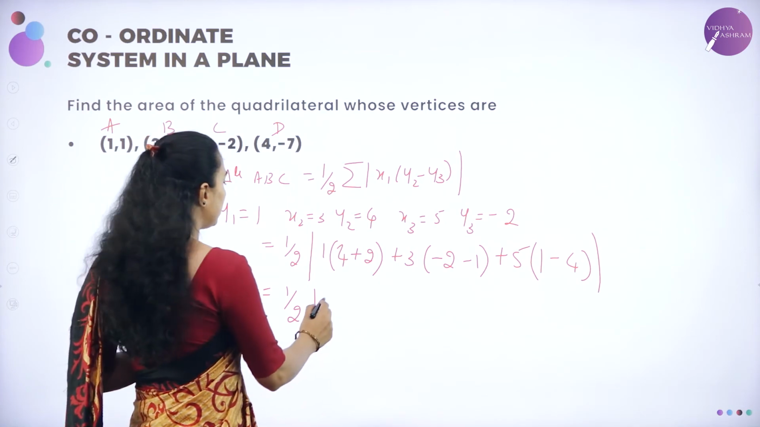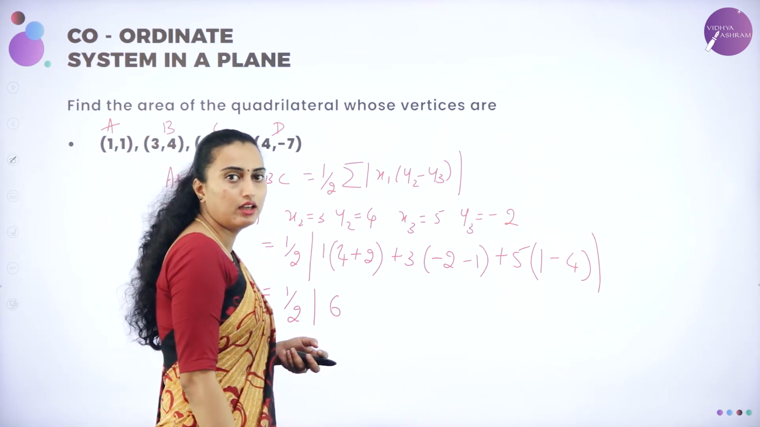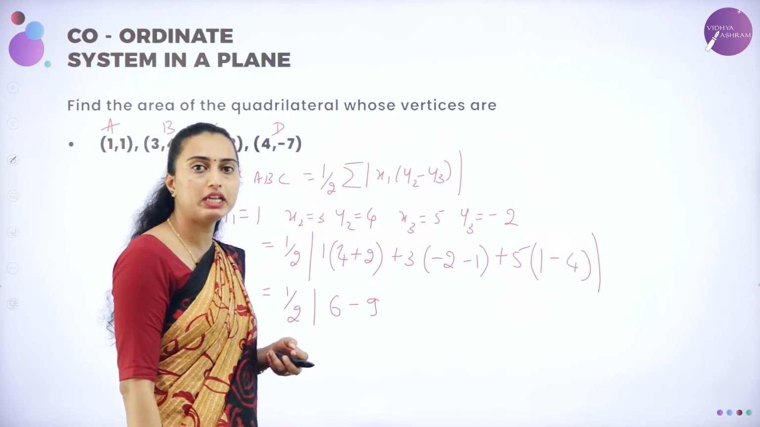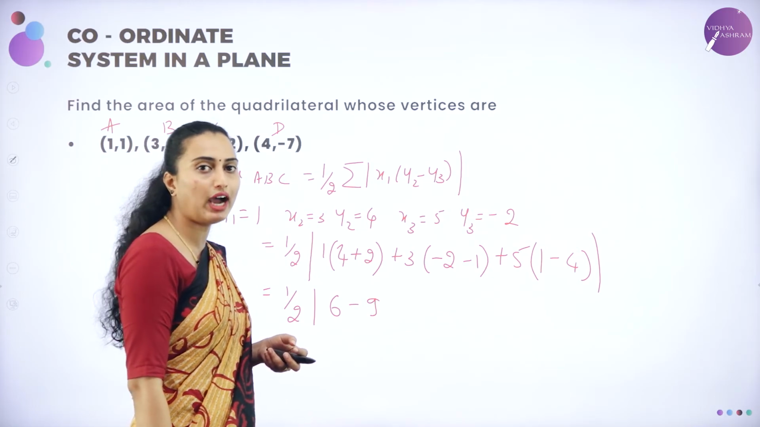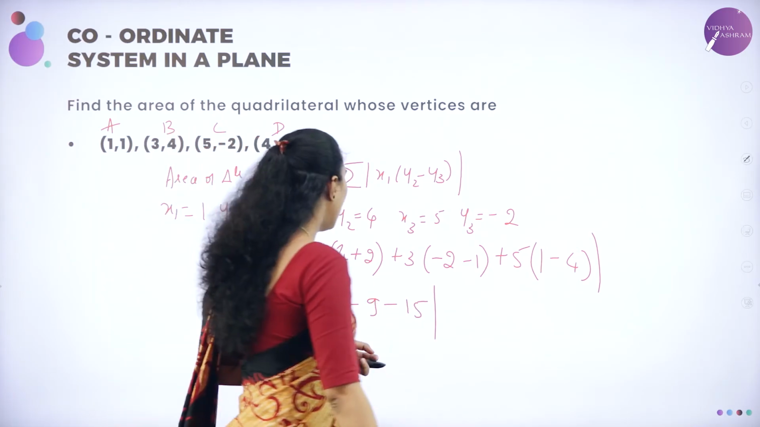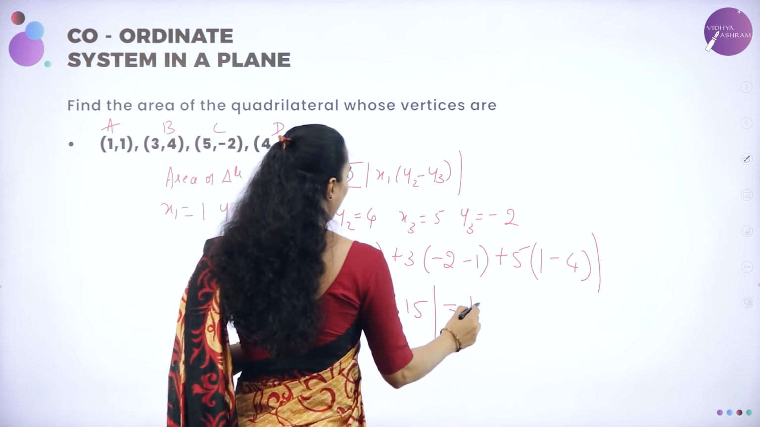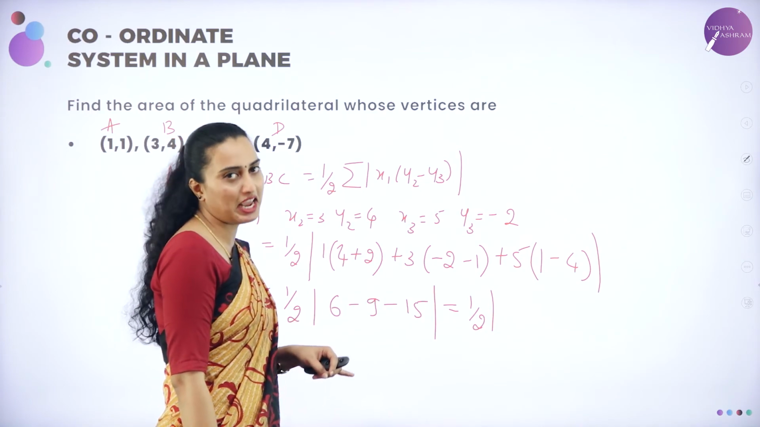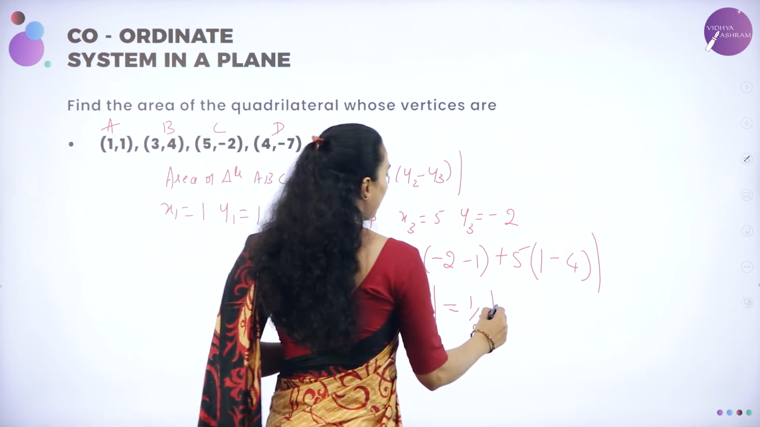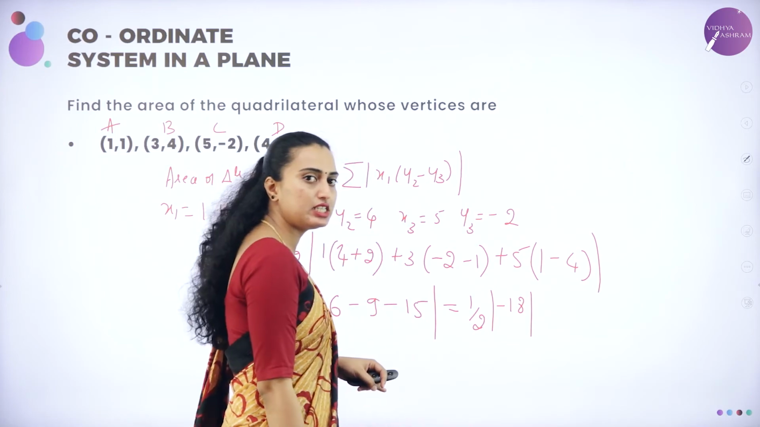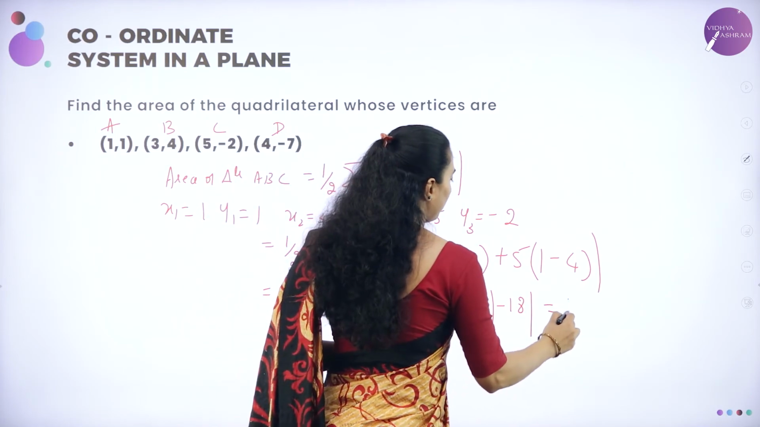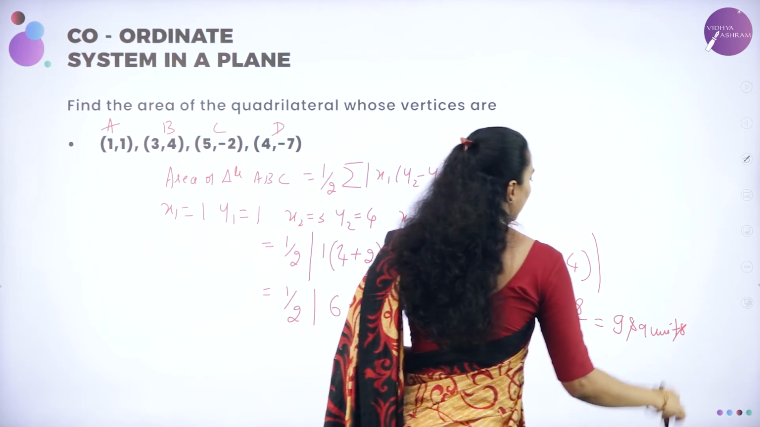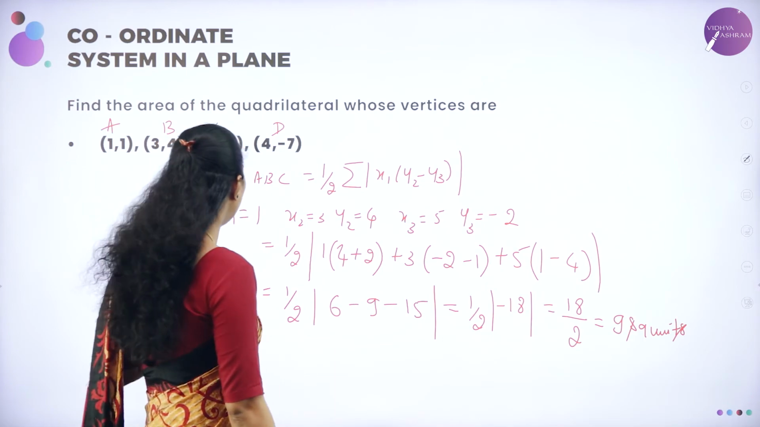So here you are going to have half into 4 plus 2, which is nothing but 6. 6 into 1 is 6. Again, minus 2, minus 3. Minus 3 into plus 3, minus 9. Again, 1 minus 4 is minus 3. Minus 3 into 5 is nothing but minus 15. The answer you are going to get for this one is half into modulus of 6 minus 9, which is minus 3, minus 15, which is nothing but minus 18. Modulus of minus 18 is plus 18. So, 18 by 2 is equal to 9 square units. Correct? 9 square units is your answer for triangle ABC.